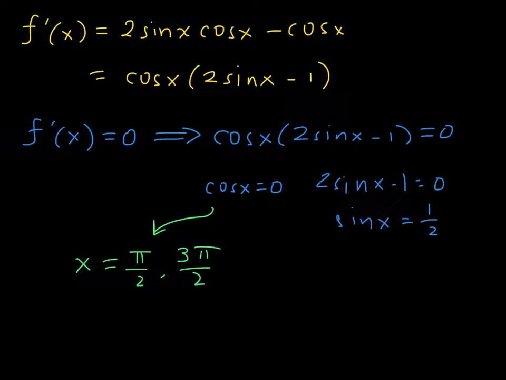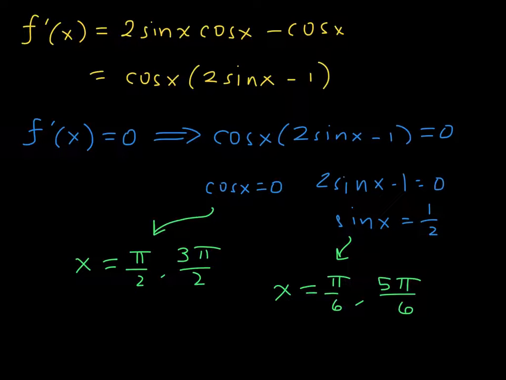Sine of x is equal to positive 1/2. This will only be in quadrants 1 and 2, and this will happen when x is equal to pi over 6 and 5 pi over 6. So then these are our critical points. All right, very good.